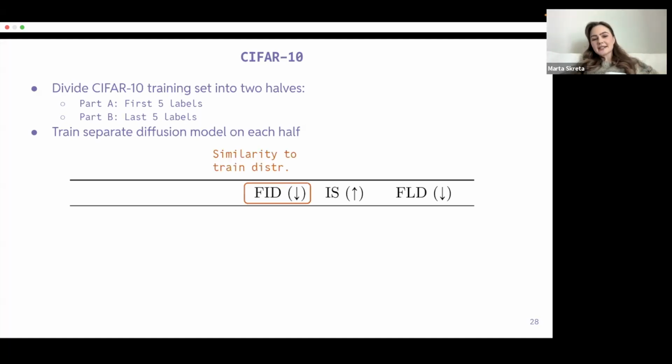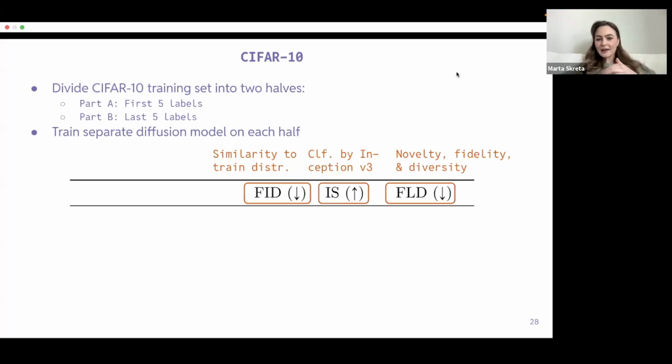The metrics that we are looking at are FID score, which is how similar the generated images are to the training distribution. Inception score, which is some classification and entropy metric obtained by running the images through InceptionNet. And lastly, FLD score, which Joey, one of the co-authors of the paper, came up with, is a metric that can capture novelty, fidelity, and diversity of all of the images.